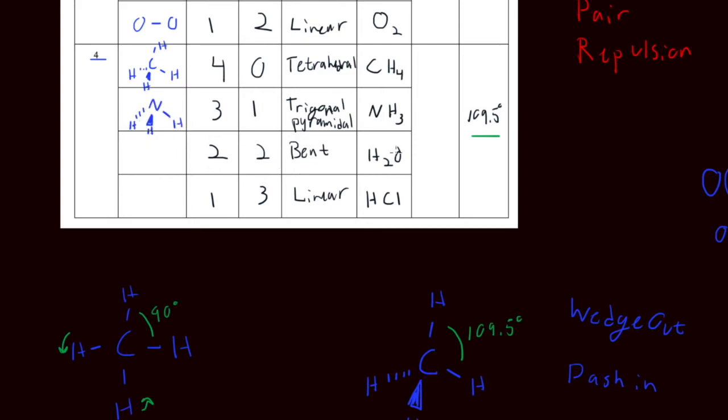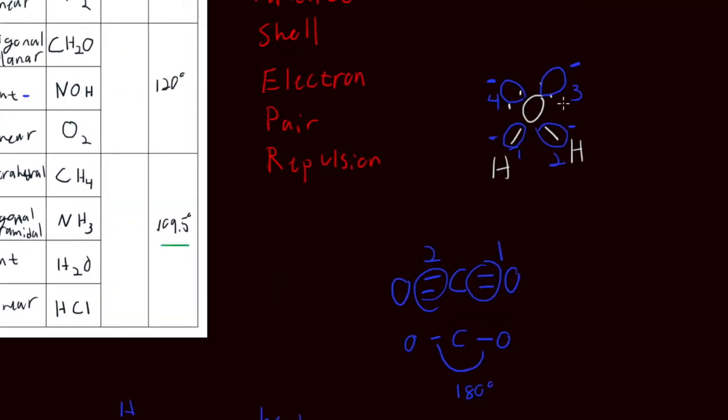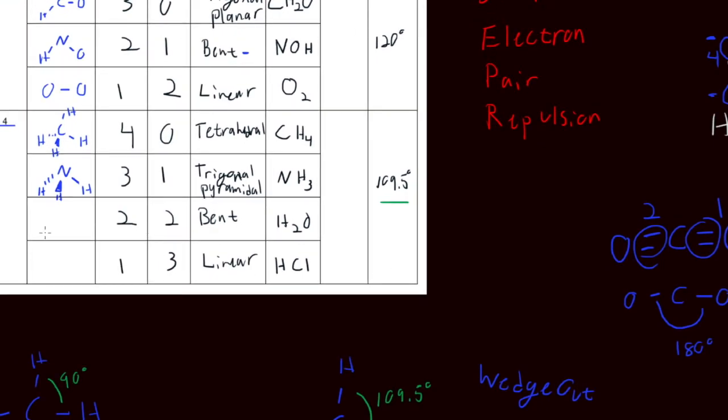All right, and then H2O. We already have this drawn over here. This H2O is going to have those four domains. It's going to have two that are locked up in a chemical bond and two that are just lone pairs hanging out on the side. And so we're going to have H2O forming that bent structure. That's going to be hugely important for water.